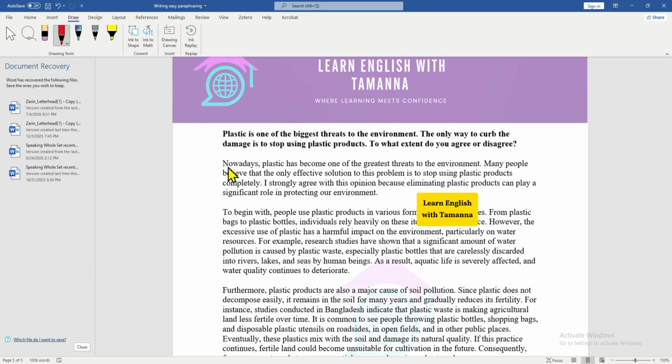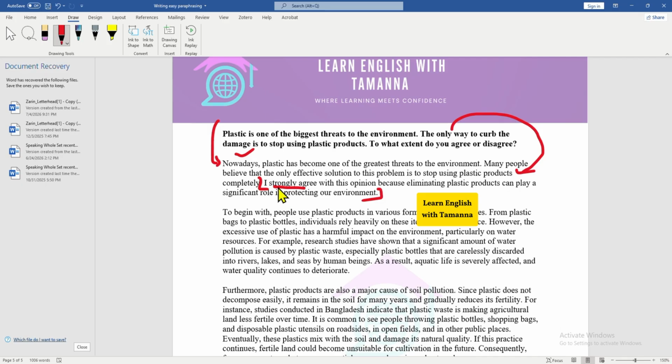So I tried to paraphrase the first line of the question, then I paraphrase the second line of the question here, writing that many people believe that the only effective solution to this problem is to stop using plastic products completely. I strongly agree. Now here I added my thesis statement, or in simple I added my opinion whether I agree or disagree. So here I strongly agreed.